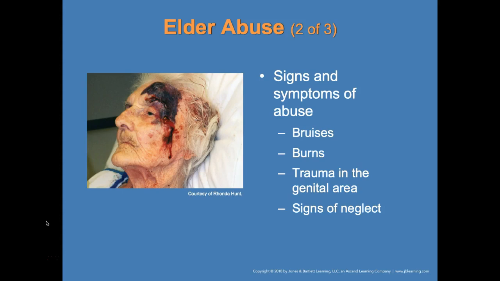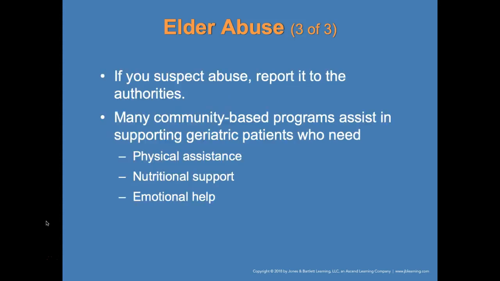Some signs and symptoms of physical abuse would include burns, bruises, trauma in the genital area if we're suspecting sexual abuse. Signs of neglect would be malnourishment. If we suspect abuse, we need to report it to the authorities. There are many community-based programs to assist in supporting geriatric patients who need physical assistance, nutritional support, or even emotional support.